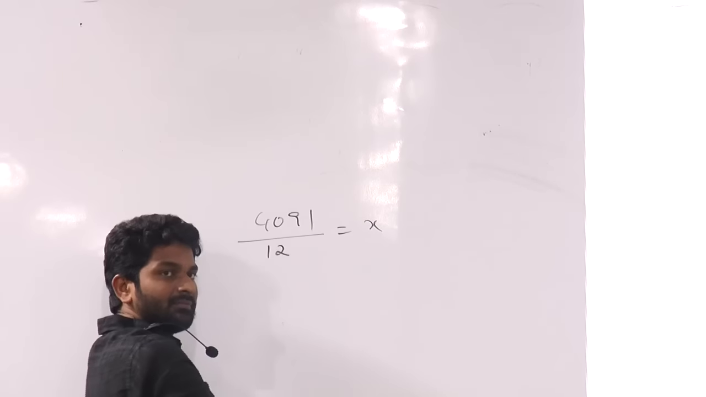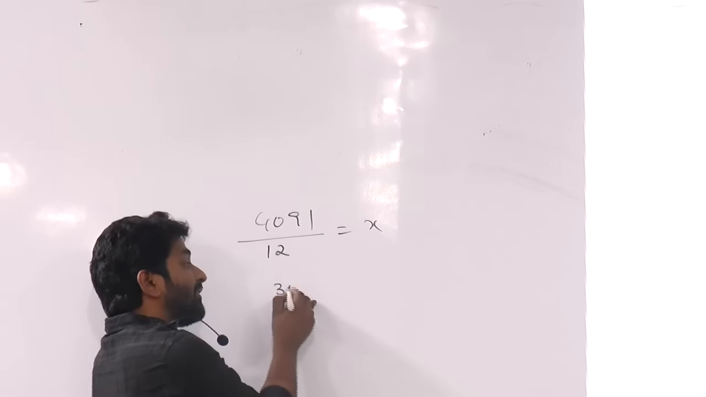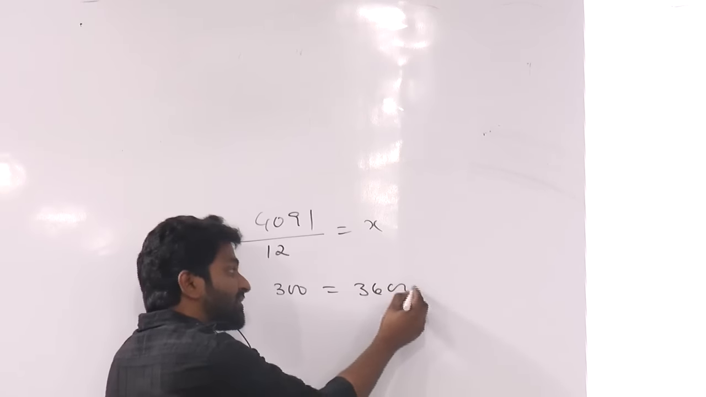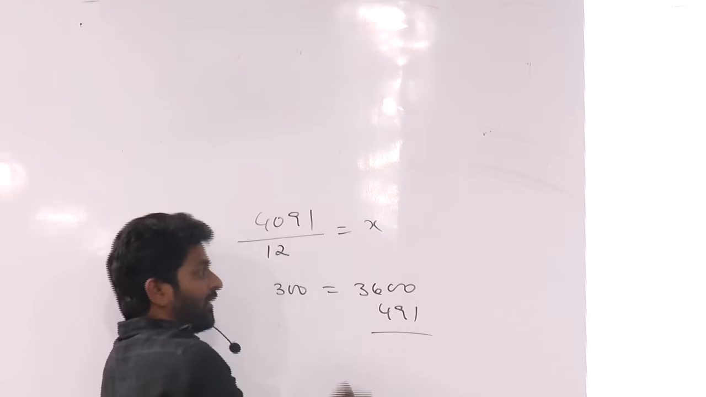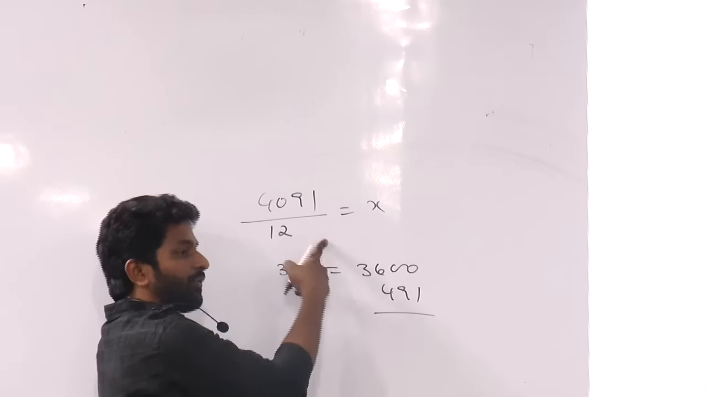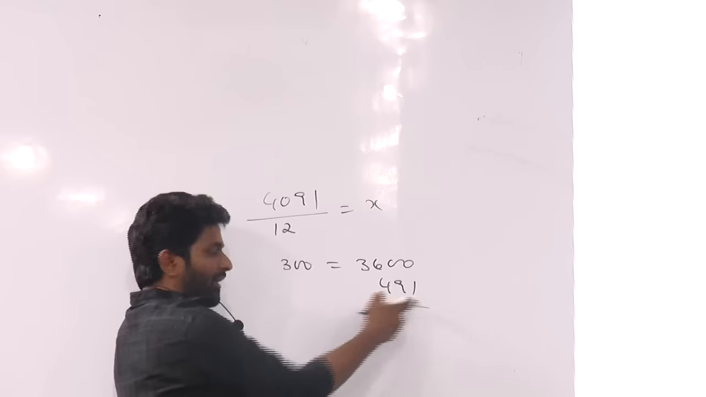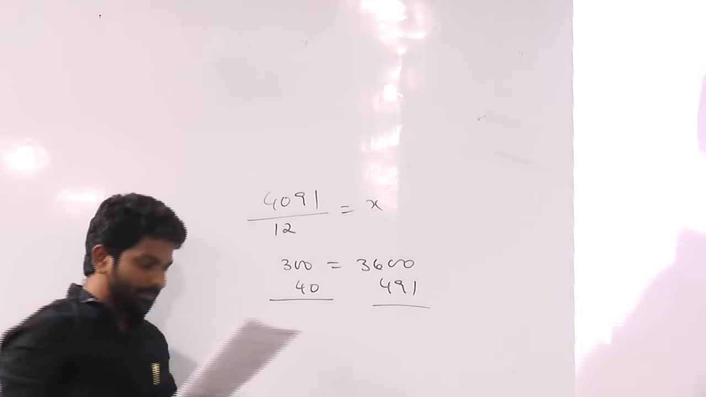1200 times 1200. 300 times 3600. Again still you need to add 491. 10 times of this number 120. 20 times 240. 40 times 480. Near about that number. So this is 40 times. Total 340.